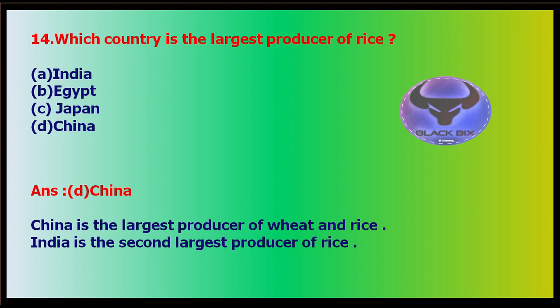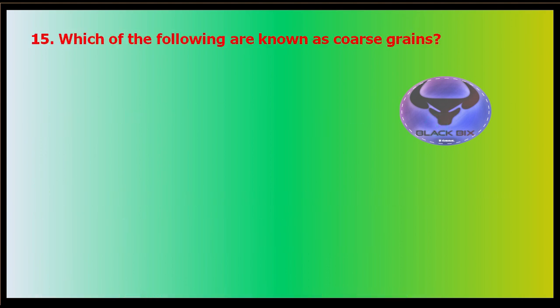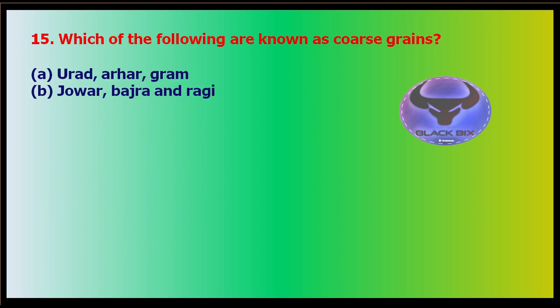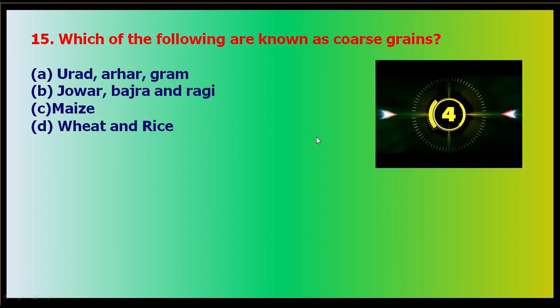Now moving to question number 15. Question number 15 is which of the following are known as coarse grains? And your options are urad, arhar, grams; option B, jowar, bajra, ragi; option C is maize; and option D is wheat and rice. And your time starts now.